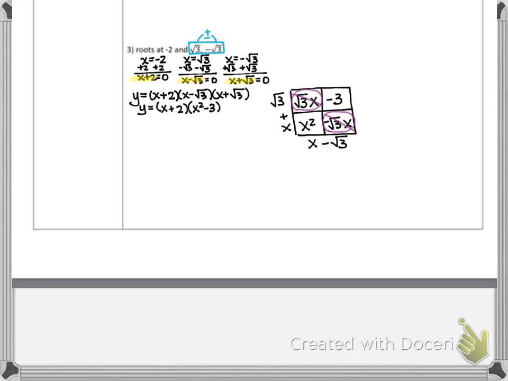Okay, now you need to continue multiplying this out. So now would be a good time to pause. Go ahead and multiply it out and see if we get the exact same answer.